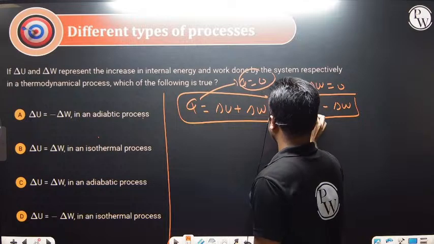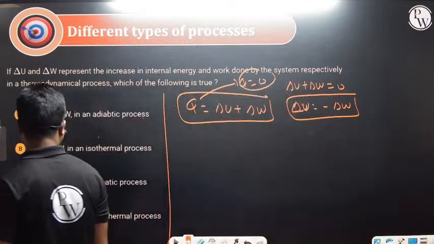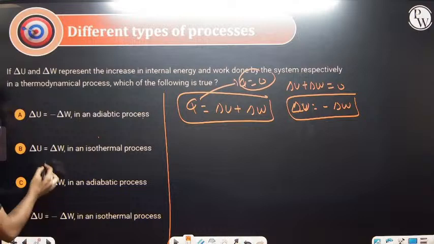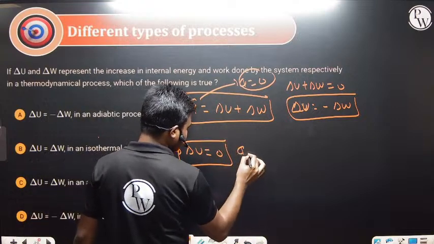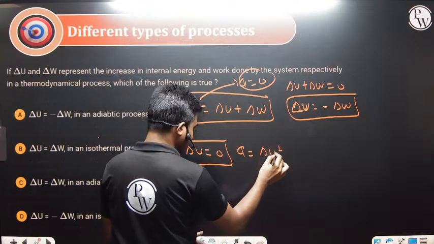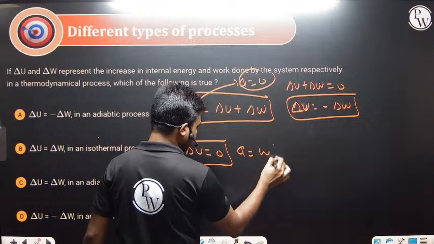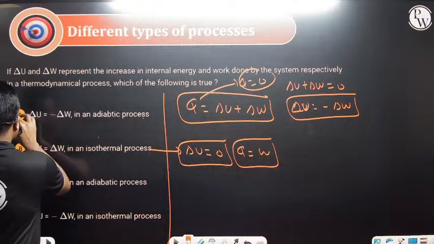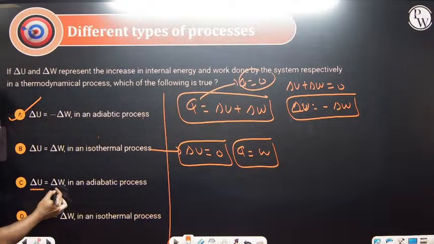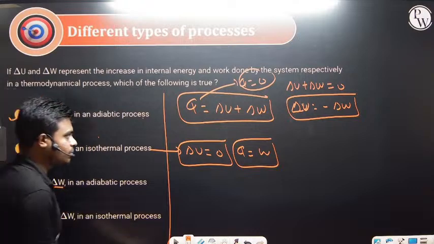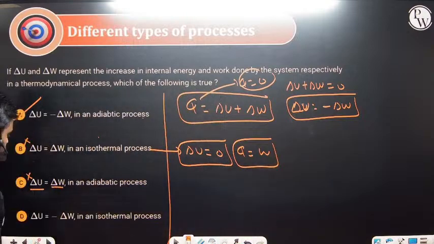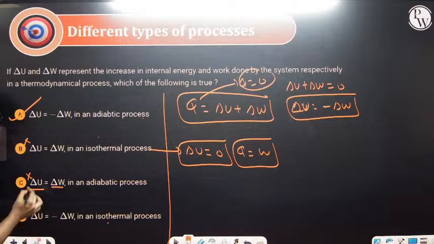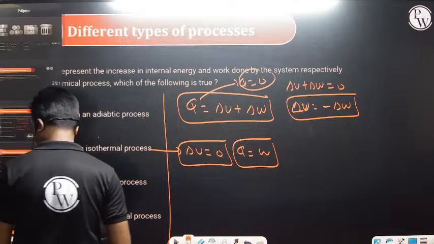Okay, right. Next we have delta U is equal to delta W in isothermal process. No, in isothermal process delta U value is 0. So from Q is equal to delta U plus W, delta U value being 0 means Q is equal to W. We can't say delta U equals delta W from here. This one is correct: delta U equals minus delta W in adiabatic process, minus W, not plus W. This is also wrong. Last one, again isothermal process, this will also be wrong. Answer is option A.